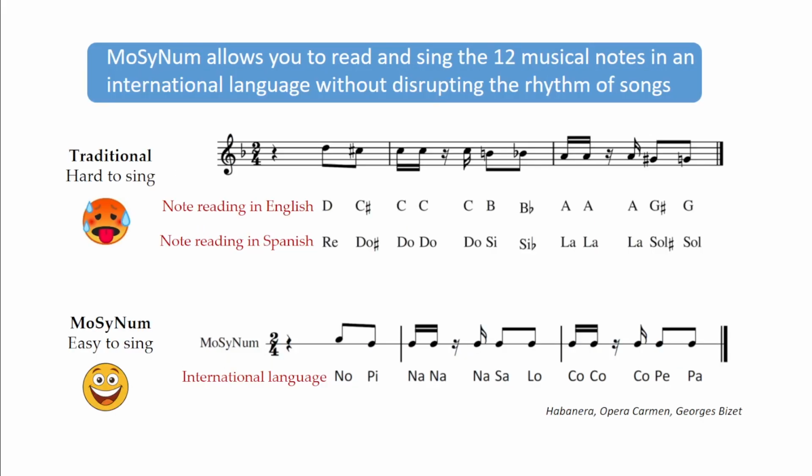The second goal of MoSyNum is to create an international system for reading sheet music, one that allows people to sing without losing the rhythm of the song. It's important to know that while there is already an international system for writing music, there isn't one for reading it. For example, the same score is read differently in English-speaking and Spanish-speaking countries. In addition, 5 of the musical notes include sharps or flats, which makes their names much longer. With names that long, it's hard to sing or read sheet music without losing the rhythm of the piece. With MoSyNum, any score can be read and sung the same way in any country, without disrupting the rhythm.